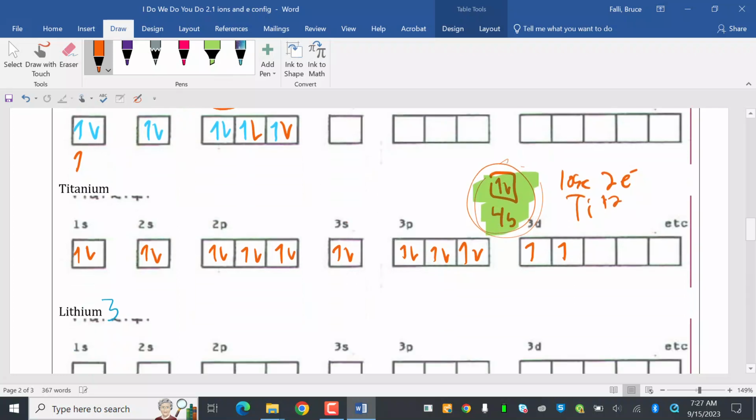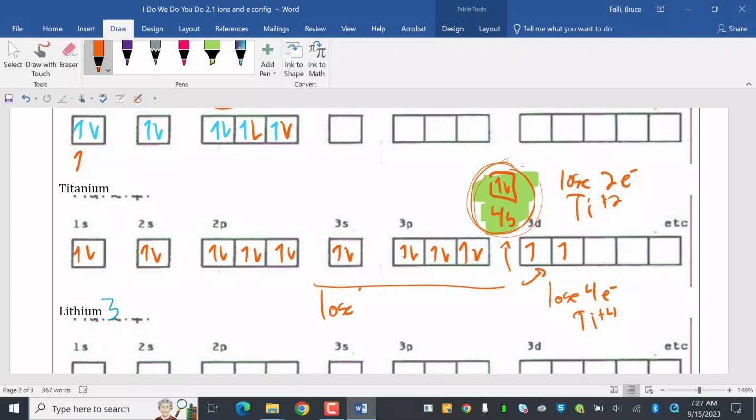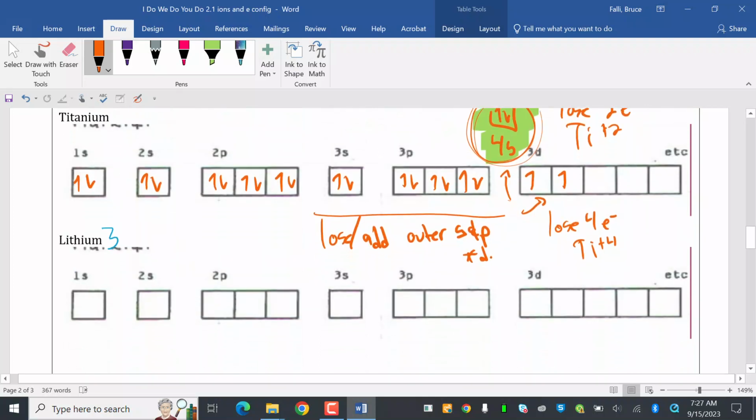The other thing that titanium can do, so remember titanium's in that D block, we said it doesn't always charge. It could lose 4. Because if it loses these and these, then I've got a super full P level, right? Which S and P are the valence electrons we care about. So it loses 4, it also forms titanium +4. Okay, so what do you lose? You lose valence electrons, outer S and P, and then sometimes D.